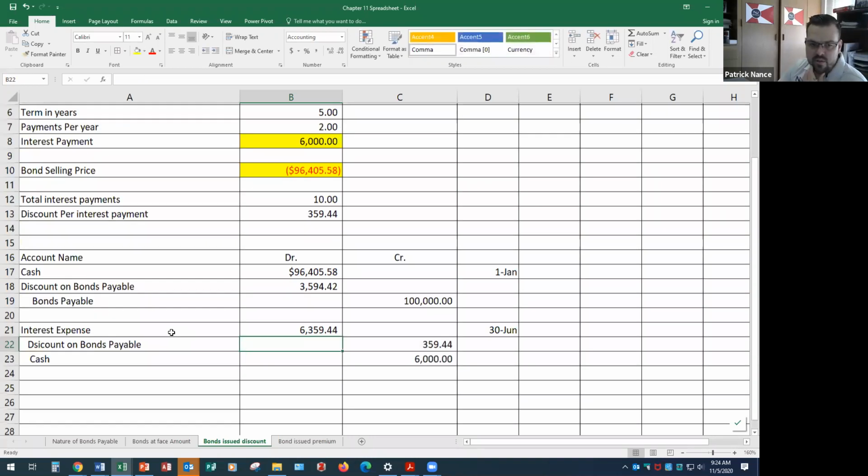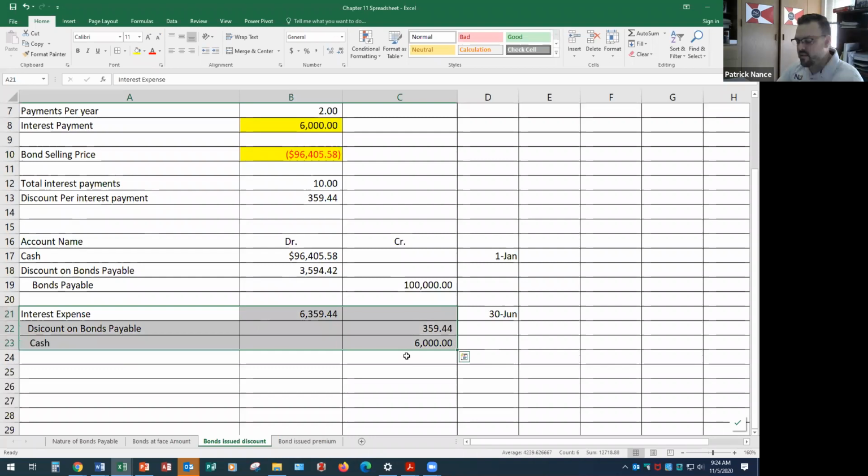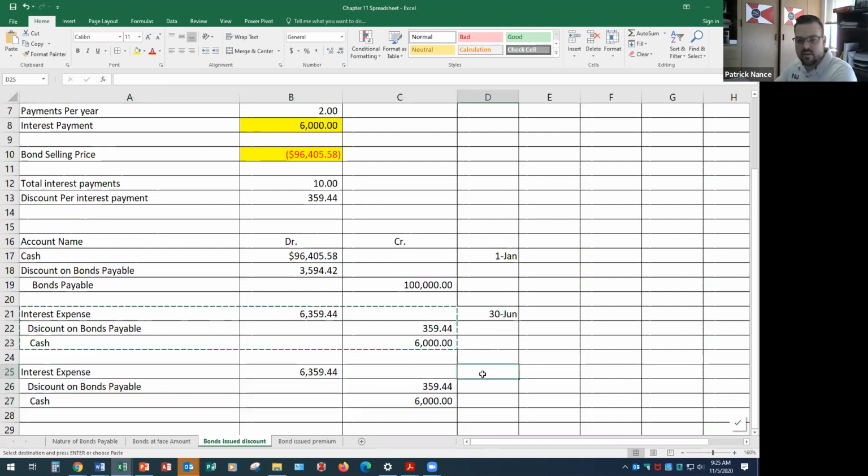So the good news is with the straight line method, if you use the straight line method like this, it's pretty straightforward. This would be my June 30th entry. And because it's a straight line, this would also be my December 31st entry. So it would be the same every single year. So I'd have 10 entries like this effectively.